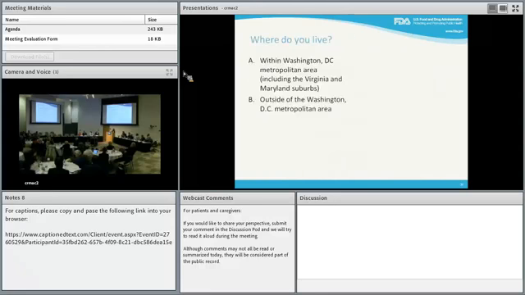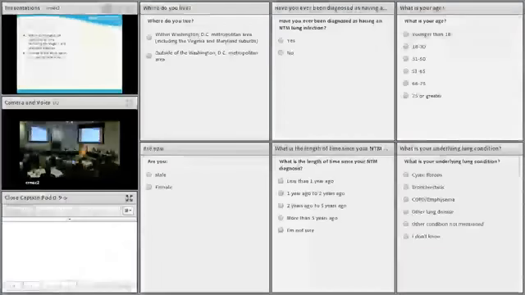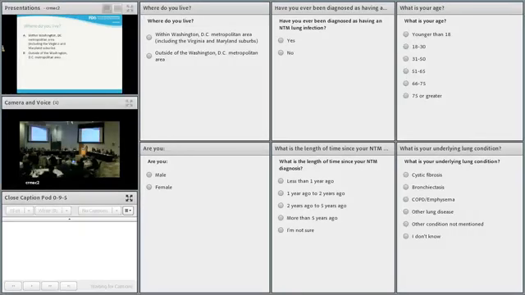All right, so first what we would like to do is some polling questions. You should all have a clicker, patients and patient representatives, and those of you on the panel, you have it too. Okay, let's do our first one to practice. Where do you live? Press A for within the DC metro area, or B for outside of the DC metro area.